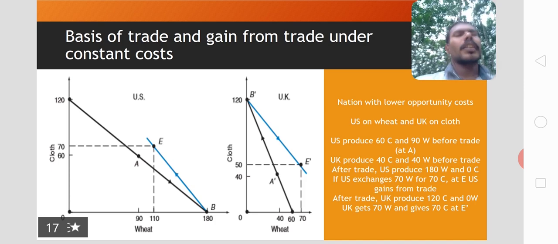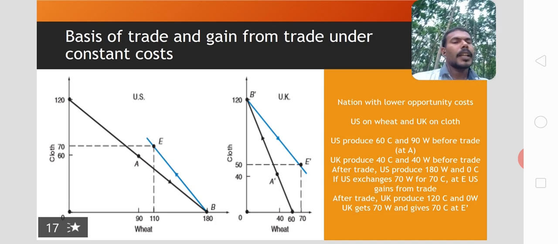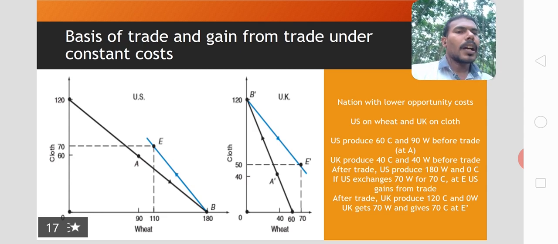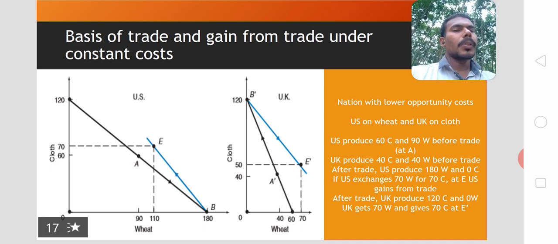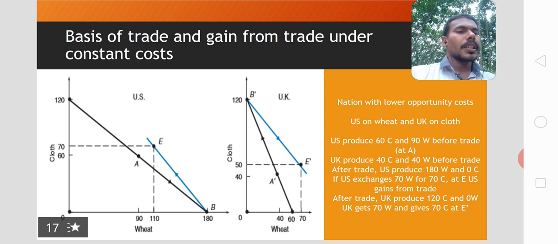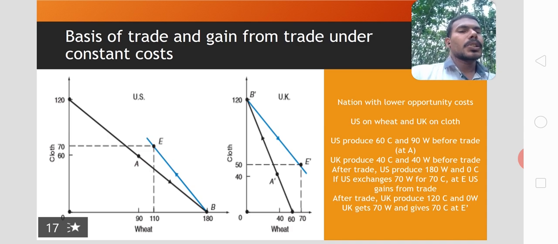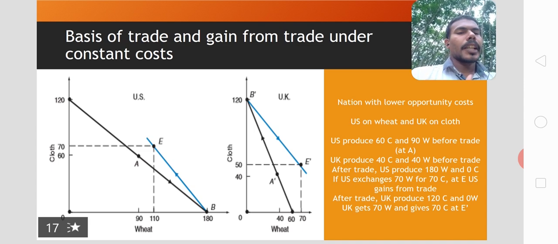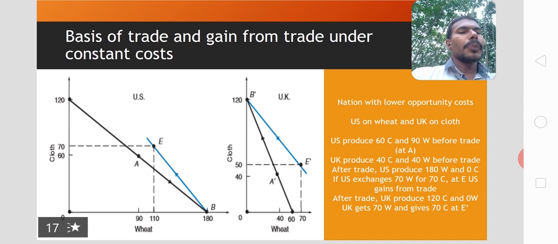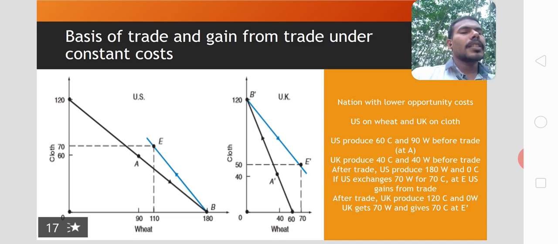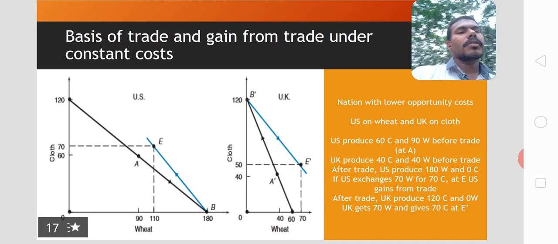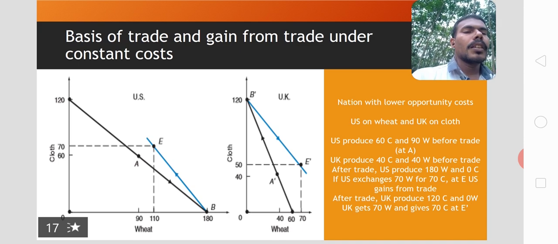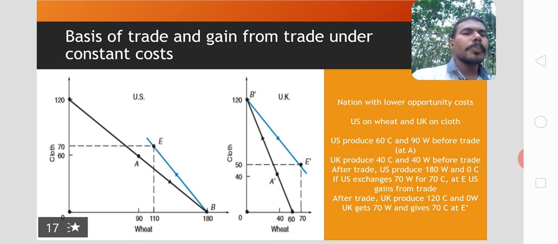That can be shown in the second figure. Wheat is measured along the horizontal axis. After specialization, the UK produces only cloth, 120 cloth and 0 wheat, but they need wheat as well, so they import wheat from the United States. The United States exports 70 units of wheat to the United Kingdom. That import is shown in the production possibility frontier of the United Kingdom, where 70 units are obtained from the United States.